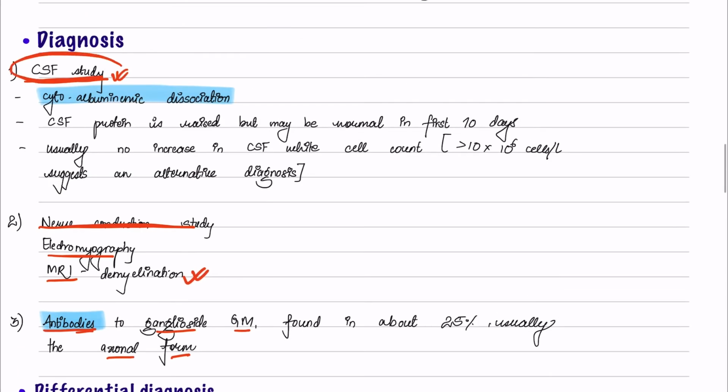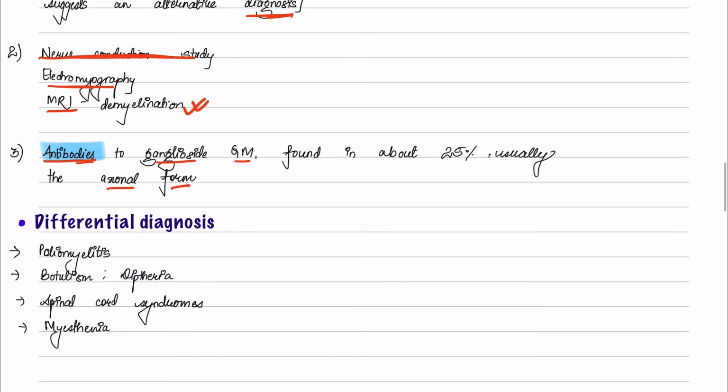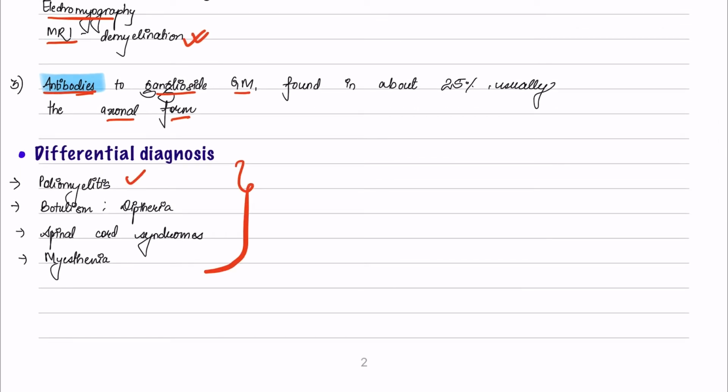Talking about the CSF study, the most characteristic feature is the cytoalbuminic dissociation. The CSF protein is raised but may be normal in the first 10 days, and usually there is no increase in the CSF white cell count. But if the white cell count is more than 10 × 10^6 cells per liter, it suggests an alternative diagnosis. The alternative diagnoses can be poliomyelitis, botulism, diphtheria, spinal cord syndromes, or myasthenia. These can be differentiated with the help of history and examination.